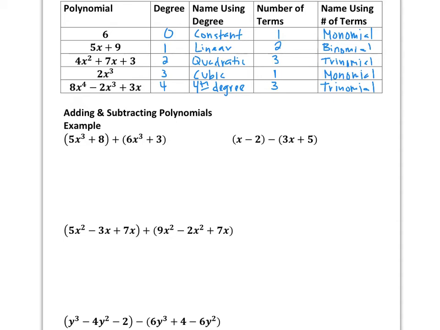So if we have 5x cubed plus 8 plus 6x cubed plus 3. Well, our like terms there, the 5x cubed and 6x cubed, put those together, gives us 11x cubed. And our 8 and our 3 are like terms, they're both constant. 8 plus 3 is positive 11. All right, the degree here is 3, that's our highest exponent. Number of terms is 2, so we would call this a cubic binomial.